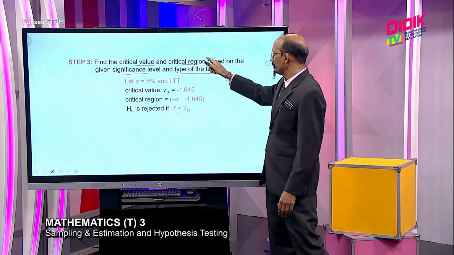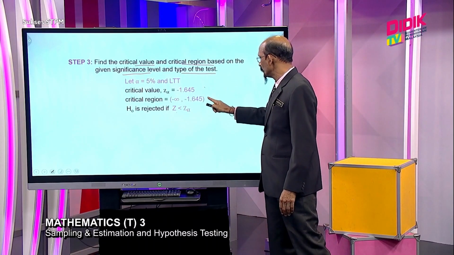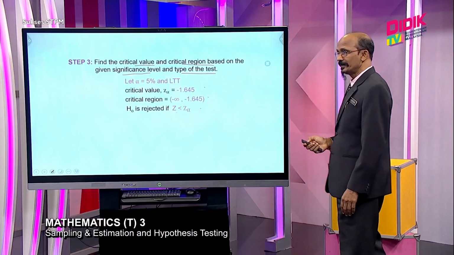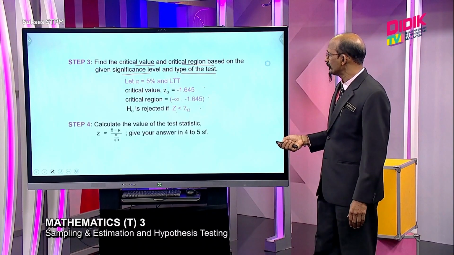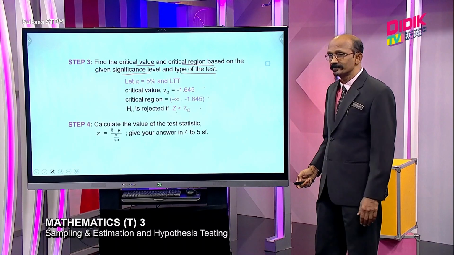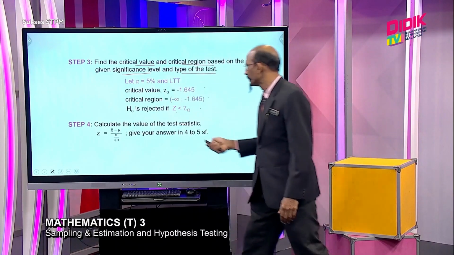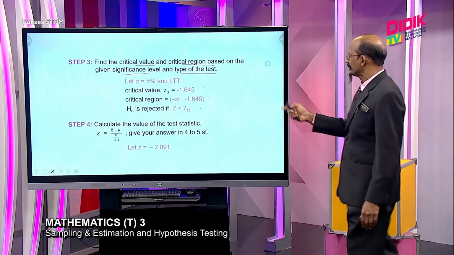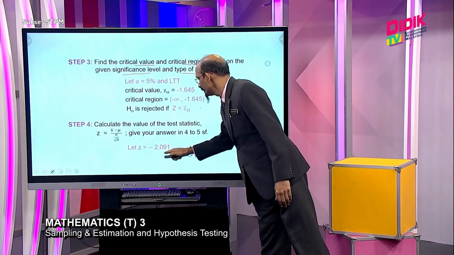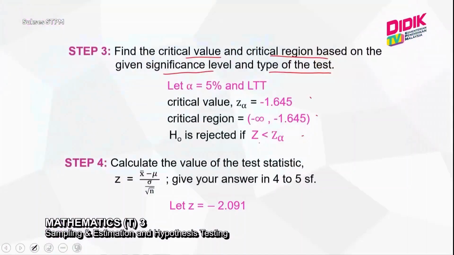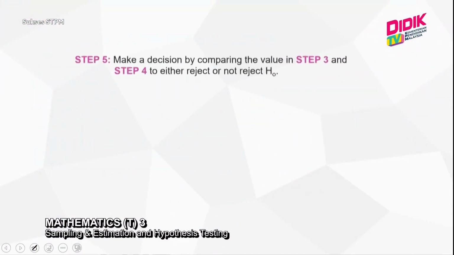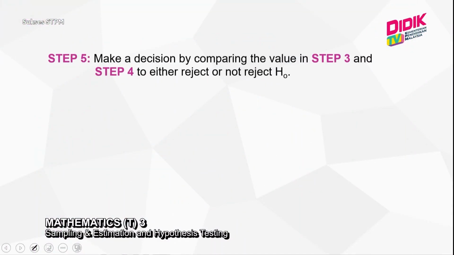So in this step you must have 3 things. Then we continue. In step 4, you calculate the test statistic. This is very simple, just apply the formula. Let's say I assume that my test statistic is negative 2.091. So in step 5, we will make a decision based on step 3 and step 4.